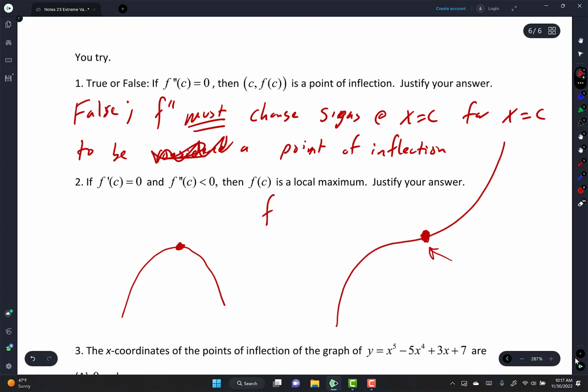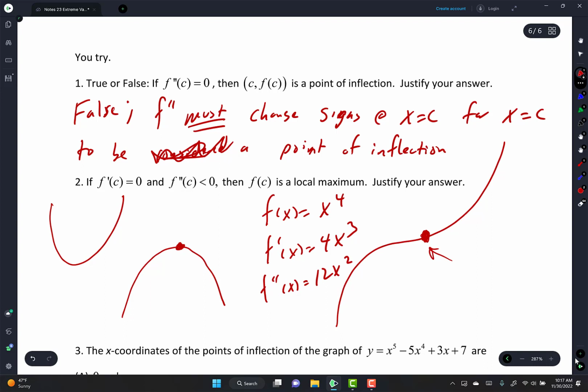Look at this function. F of x equals x to the 4th. F of x equals x to the 4th looks like this, but very skinny. So if I take a derivative, for x cubed, f prime prime of x equals 12x squared. Well, where is 12x squared equal to 0? At x equals 0. But is x equals 0 an inflection point for x to the 4th? No, because it's always concave up.